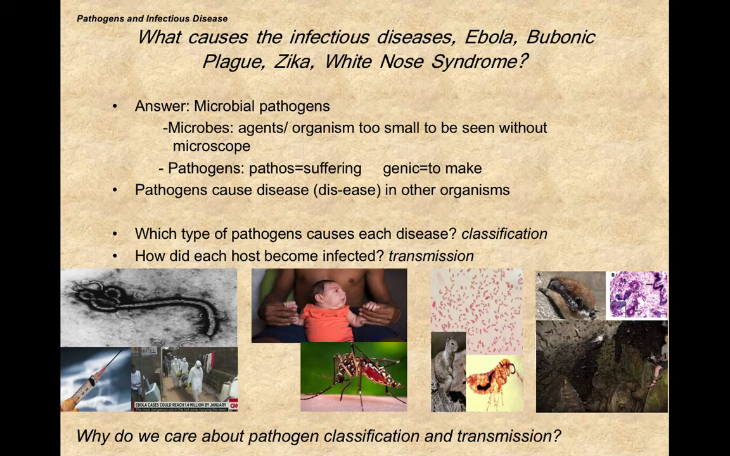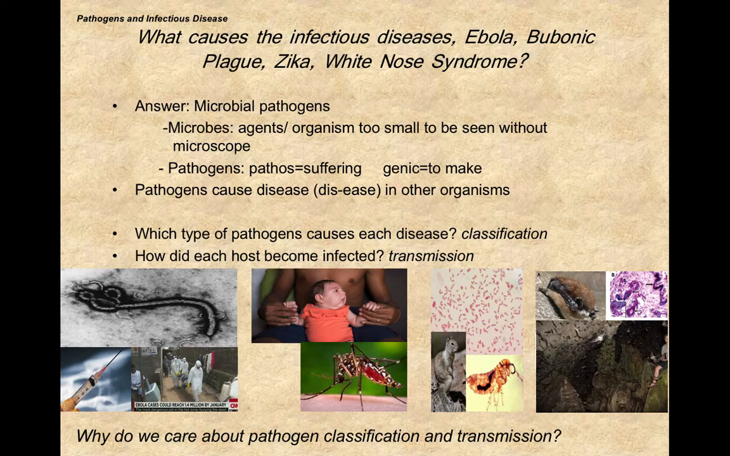So we want to remember microbes are agents or organisms too small to be seen without a microscope or a magnifying glass. When we refer to pathogens, pathogen comes from the prefix pathos, which means suffering, and the suffix genic means to make. So pathogens are organisms that cause disease in other organisms.